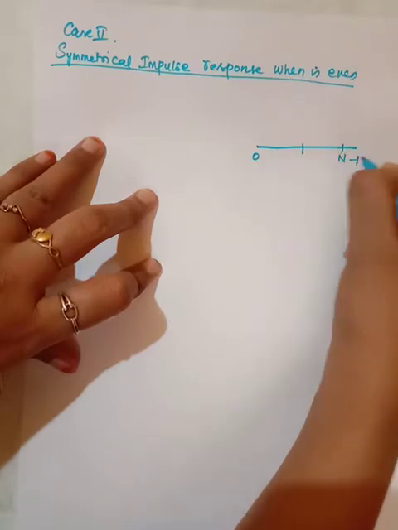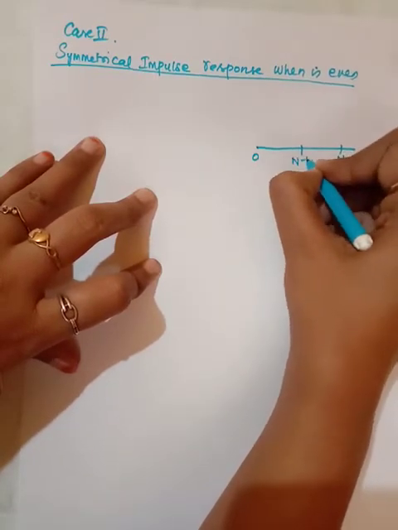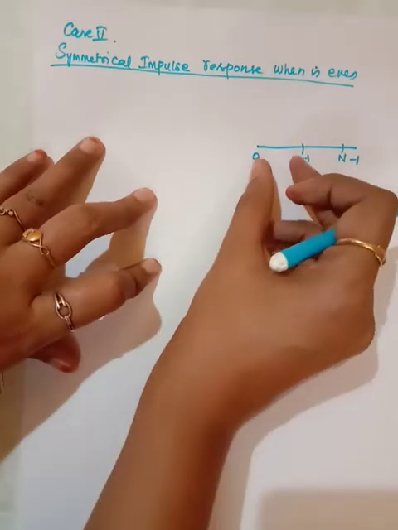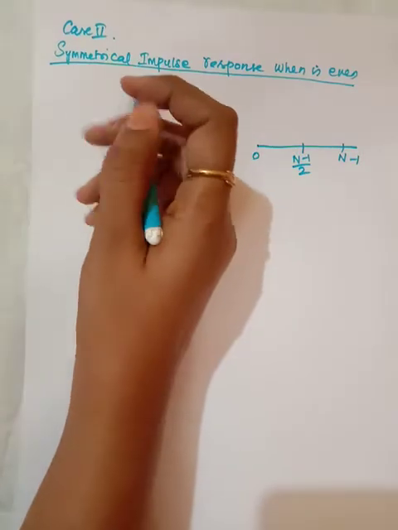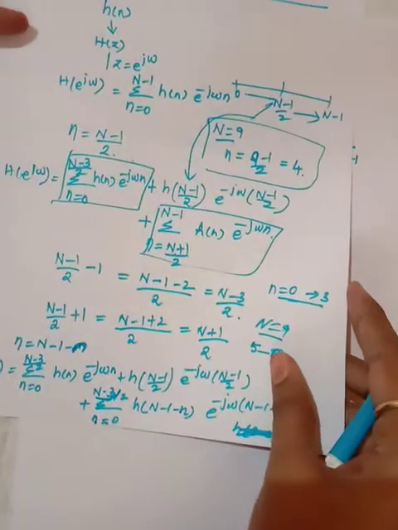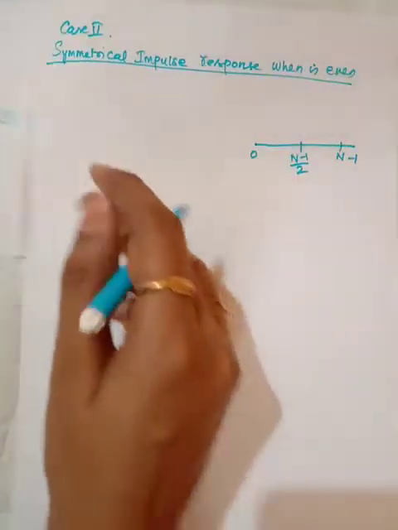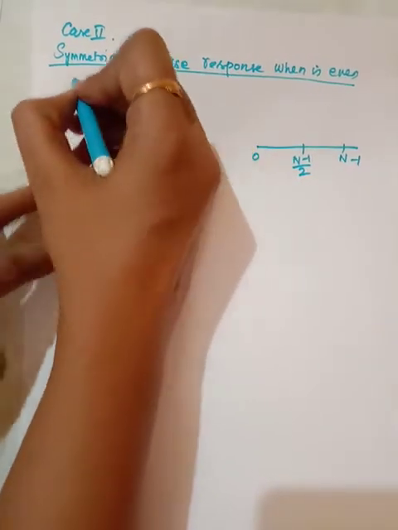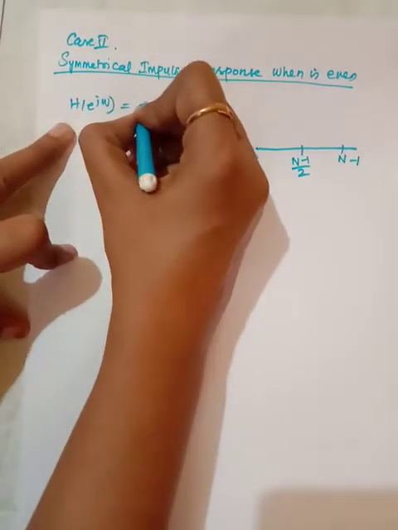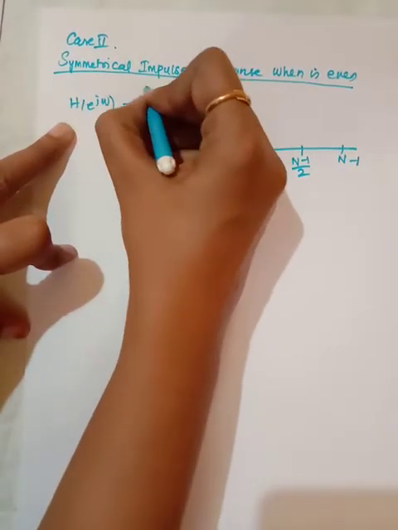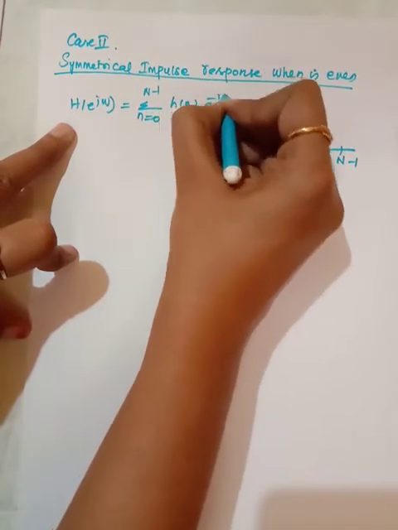Here there is no center of symmetry, so I am going to split this by n by 2. So this is one part and this is the other part. The same concept we used before, just combine all these things and study. Earlier I split into 3 parts. Now I am going to split this equation into 2 parts. So h of e power j omega is equal to the summation of h of n e power minus j omega n, from n equals 0 to n minus 1.